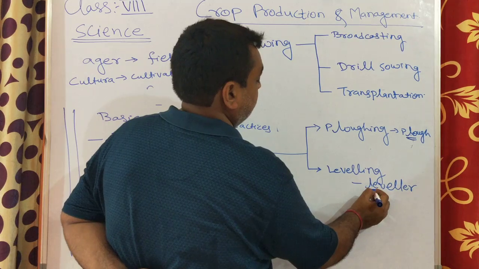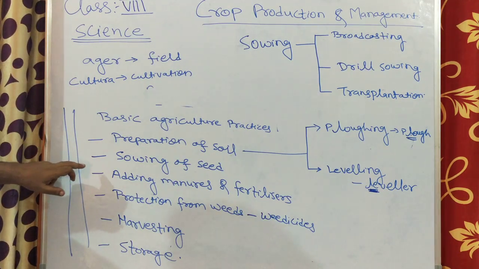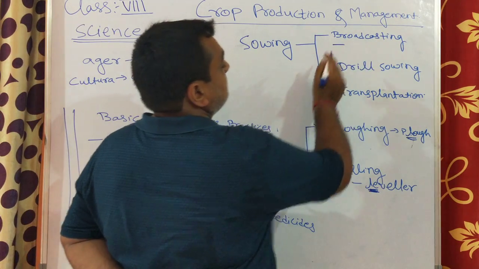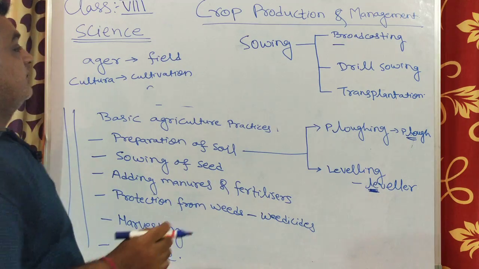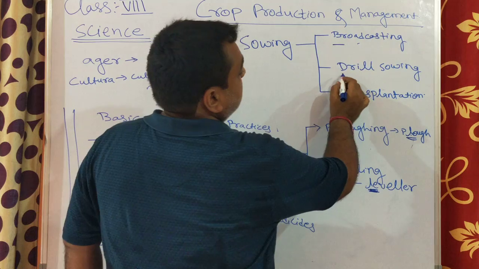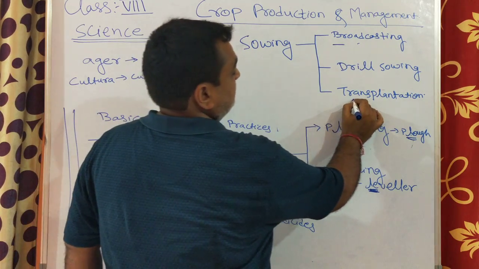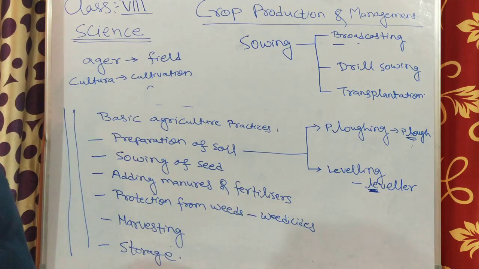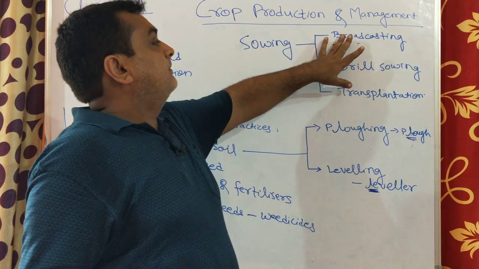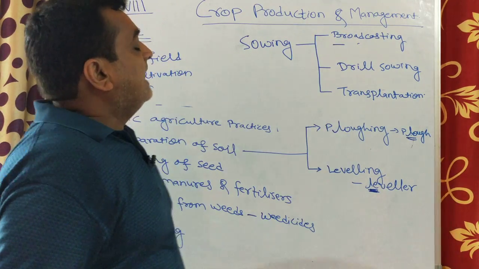Next step is sowing of seed. This can be done manually, that is, scattering of seed by hand is known as broadcasting, or by drill machine, that is known as drill sowing. And next is transplantation. So sowing of seeds is done in three ways: broadcasting, drill sowing, and transplantation.